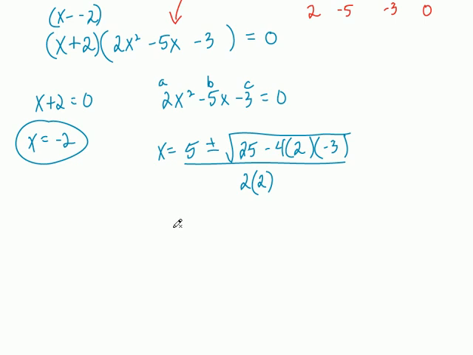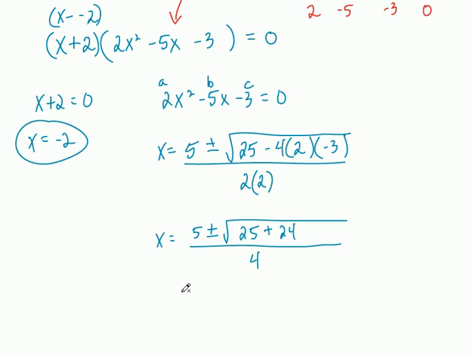We're almost done. After how long? After 15 minutes of doing one problem? All right, we're almost finished. So it's 5 plus or minus the square root of, we'll go a little bit at a time here. I got a negative times a negative, which is going to be a positive. 4 times 2 is 8, times 3 is 24. Okay, over 2 times 2, which is 4.